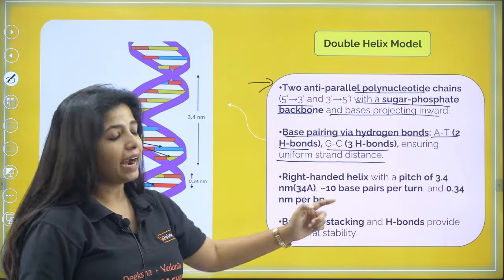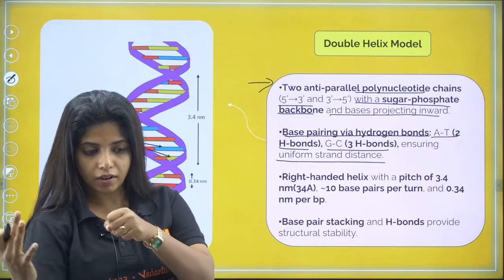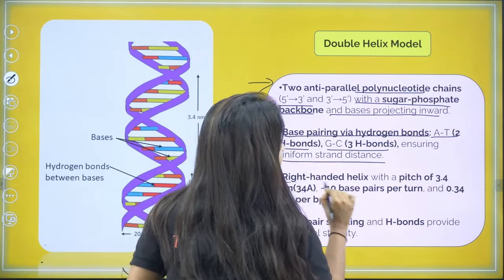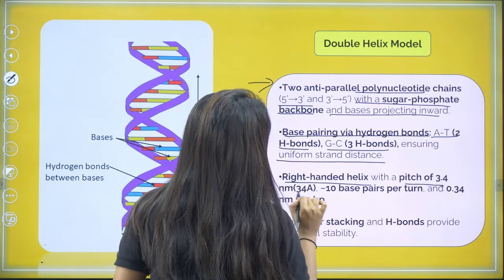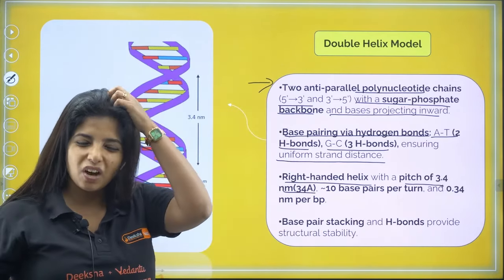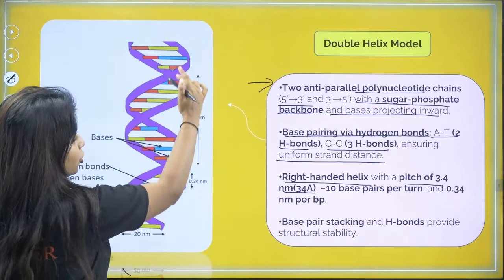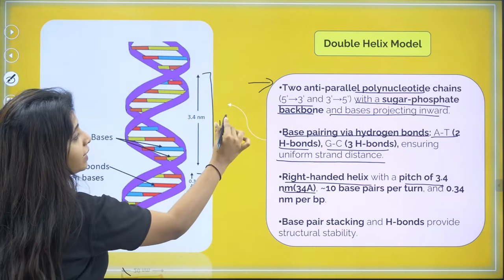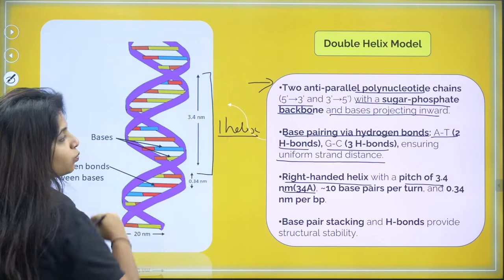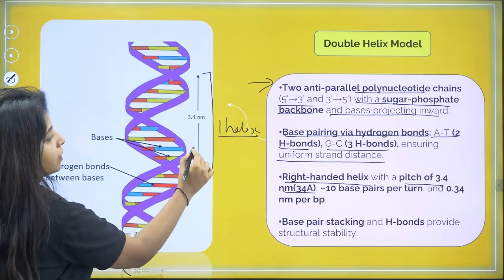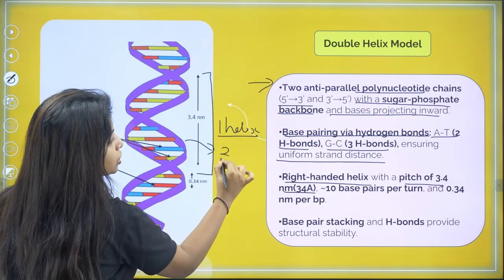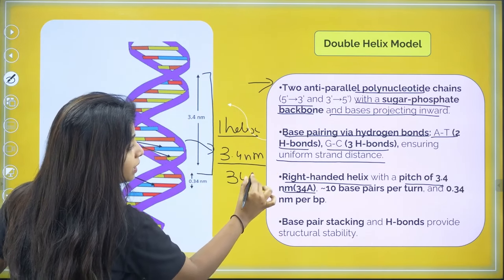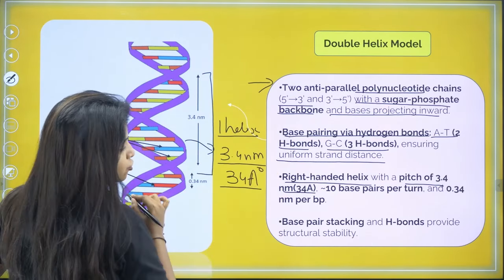Okay, now right-handed helix is there, that means they are circling in a right-handed fashion. So right-handed helix is there with a pitch of 3.4 nanometer. Ma'am, pitch, what are you talking about? So basically when you talk about the DNA, this whole thing from here to here is considered as one helix. Now my dear children, over here, what is the distance? It is 3.4 nanometer, and if you are writing in Armstrong, because that is also being asked, it is known as 34 Armstrong. Either way.